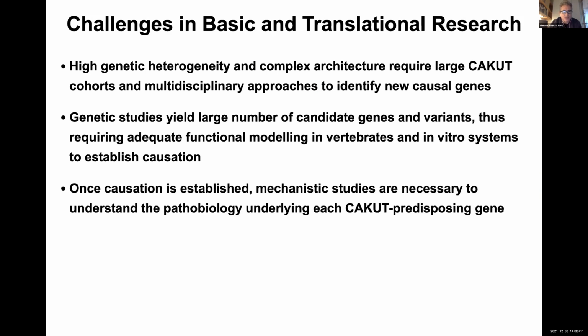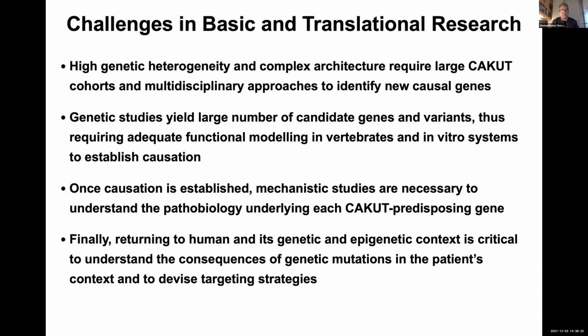And once the causation is established, then we need mechanistic studies to understand the pathobiology underlying each CAKUT predisposing gene, and really working up the mechanistic insights into these discoveries. And eventually we'll have to return to human, in its own genetic and epigenetic context, in order to really understand what are the consequences of these mutations when they happen in the patient-specific context. And this is going to be critical for devising targeting strategies.